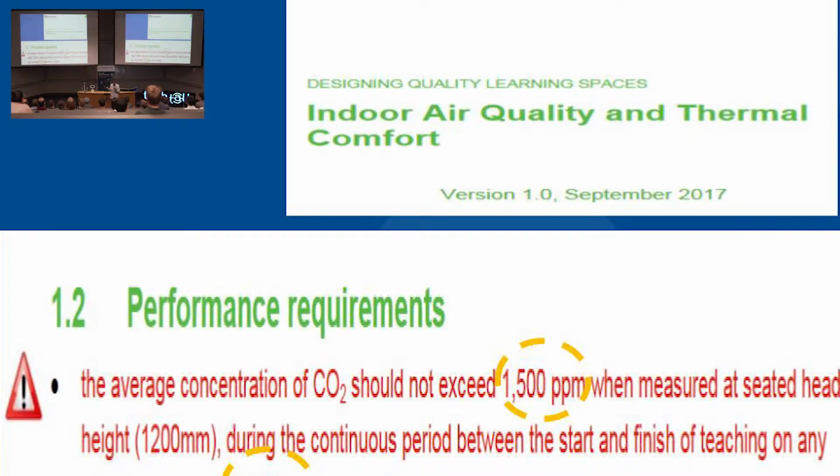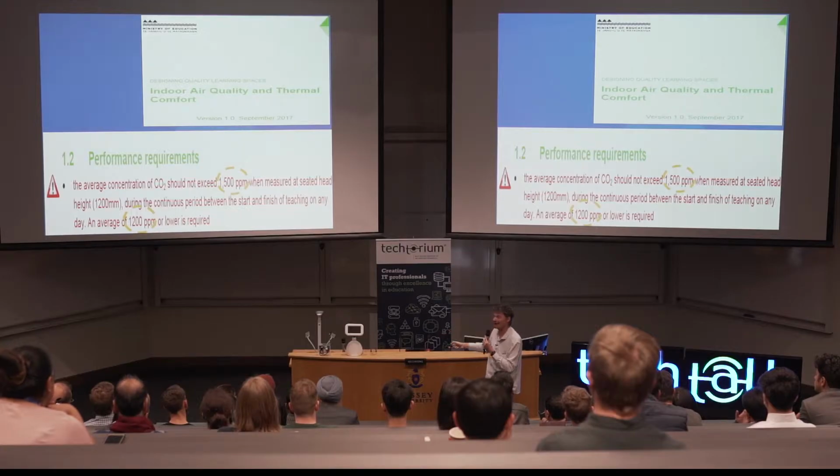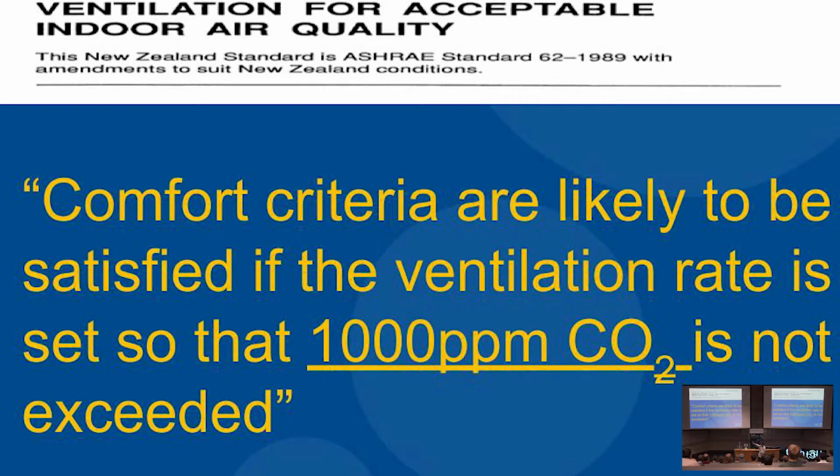2 years ago, the Ministry of Education in New Zealand, they published a report which was called Indoor Air Quality and Thermal Comfort. And they asked for something a bit higher than 1,000. They asked for a maximum of 1,500 ppm. And they asked as well for an average across a day, so from 9 to 3 p.m. for kids, maximum average of 1,200 ppm. Just a bit higher than what we've seen here in the New Zealand standard.